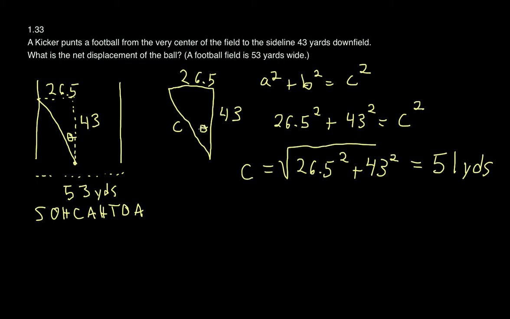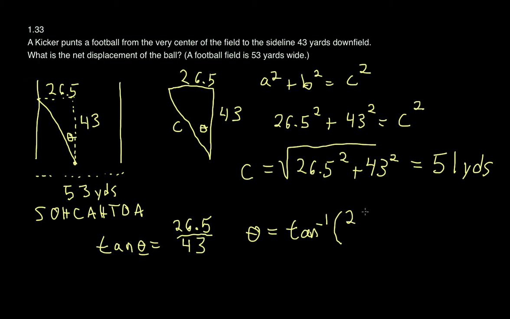So we can just go ahead and use tangent, right? We have the opposite side and we have the adjacent side. So TOA, tan is equal to opposite over adjacent. So the tangent of theta is equal to 26.5, which is the opposite, over the adjacent, which is 43. And then we just do the inverse tan to solve for theta, because remember we're trying to solve for that. So theta is equal to inverse tan of 26.5 over 43.